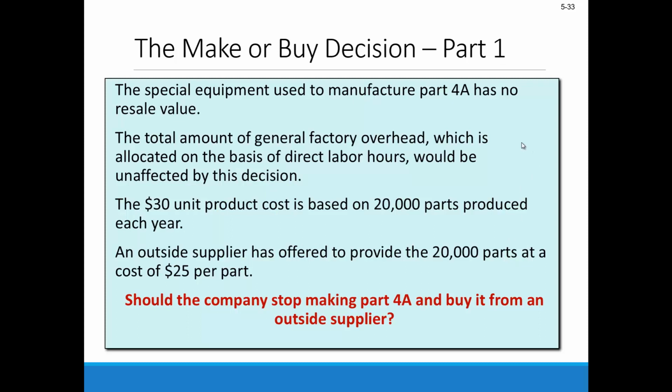We also want to note the special equipment used to make this has no resale value. The total amount of general factory overhead would be unaffected by a make or buy decision, so it would just be reallocated somewhere else. The $30 unit product cost is based on 20,000 parts produced each year. Now an outside supplier comes along and says they'll supply 20,000 a year at a cost of $25. So should the company stop making Part 4A and buy it from the outside supplier? In other words, is this $25 per part actually cheaper than the $30 unit product cost that we're showing on paper now?